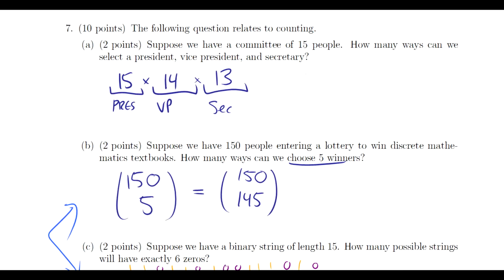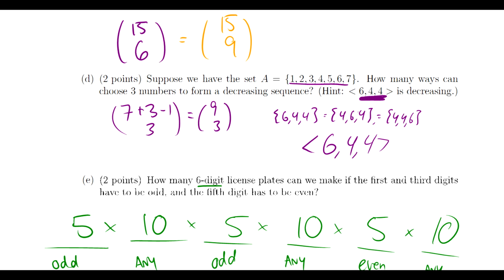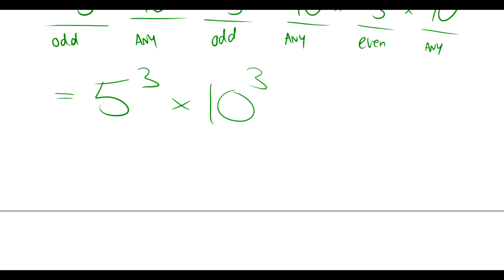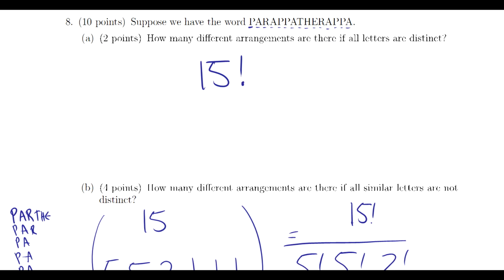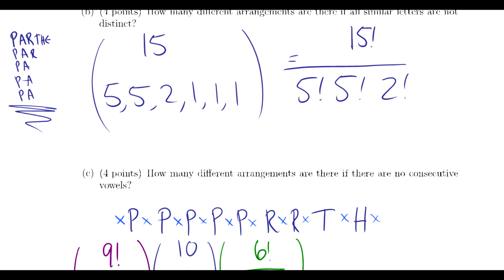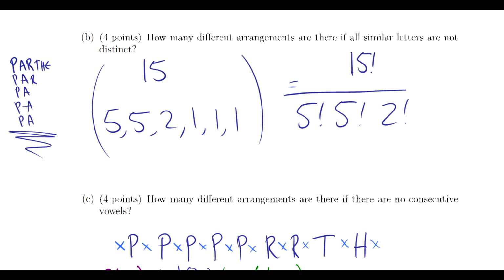The counting questions, I would really hope you get A right, you get B right, you might screw up with C a little bit. D might be pretty challenging if you haven't seen my video, and E would be straightforward, so maybe 6 out of 10 on that. Parappa the Rappa, 2 points for 15 factorial, not that bad. The arrangements, if you want a point breakdown for this, really, it's kind of an all or nothing question. And the reason I put 4 points is because I needed to make it worth something more than 2, and I couldn't justify giving only 1 point for the previous question.